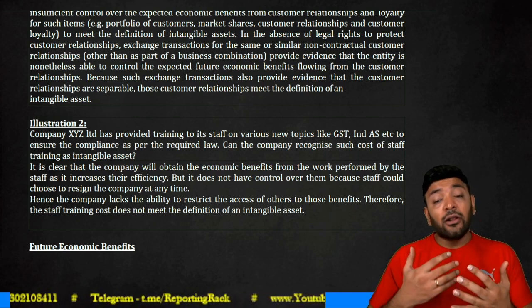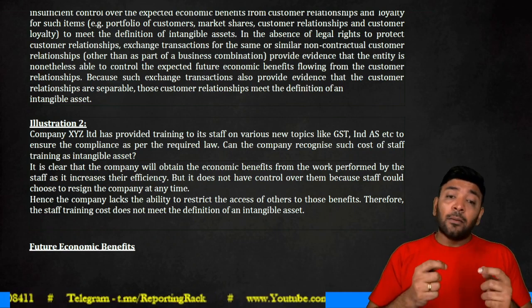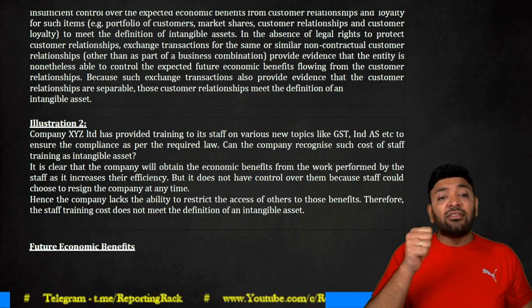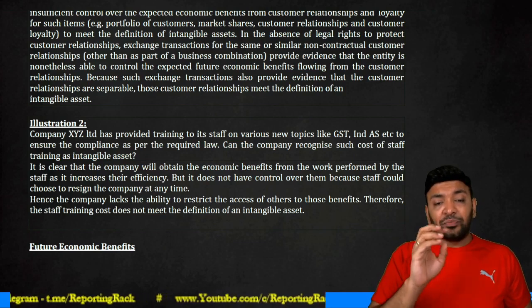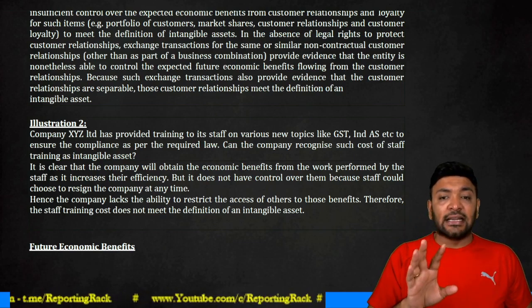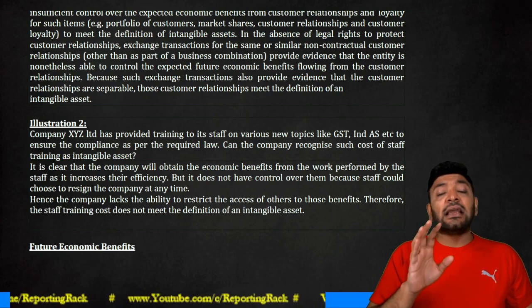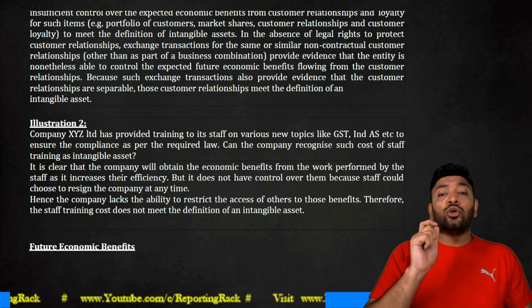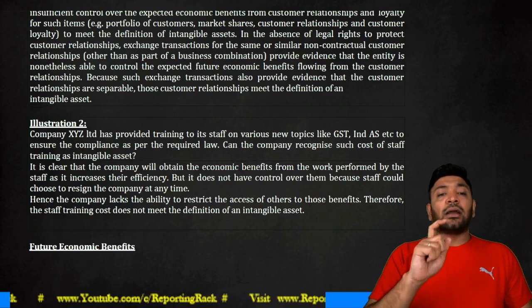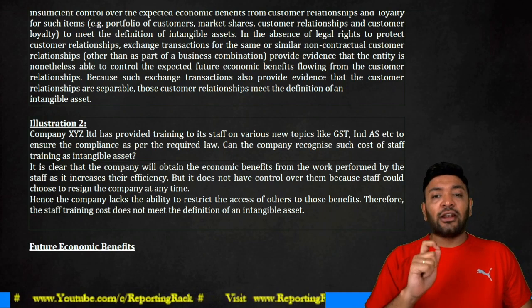Like I told you, however, you can enhance this answer by writing a statement saying that if the enterprise XYZ Limited is interested or wants to recognize this as an intangible asset, then there should be legally enforceable contracts in place which will entitle the company to receive a compensation from the employees when they resign from their duty.